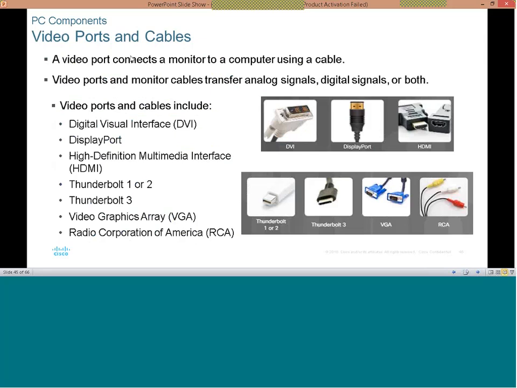So we have the video ports and cables. Here we can see the different types of video ports and cables. The DVI, Digital Visual Interface. These video ports and cables are what you use to connect for display. A video port connects a monitor to a computer using a cable. So we have different types.